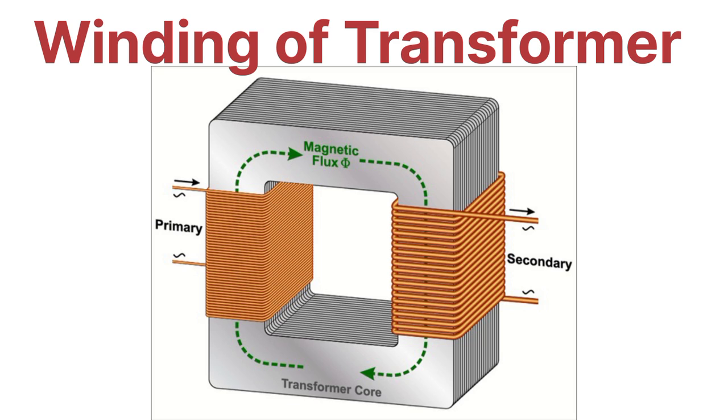Okay, the first one is the primary winding, which works as a drawer, that means it draws the power from the source, and the secondary winding, which delivers the power to the load at the output of the transformer. So these are the working principles of a winding in a transformer. There are two types of winding, the primary and secondary winding. It's all about the winding in a transformer.